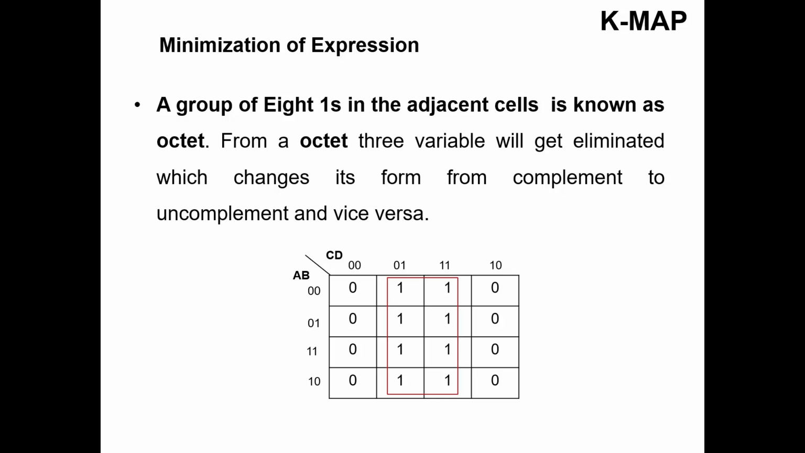The variables which change their form from 0 to 1, AB changing from 00 to 01 to 11 to 10, all these will get eliminated. D is not changing, so the output will be D. Similarly, from a group of 16 ones in the adjacent cells, 4 variables will get eliminated.